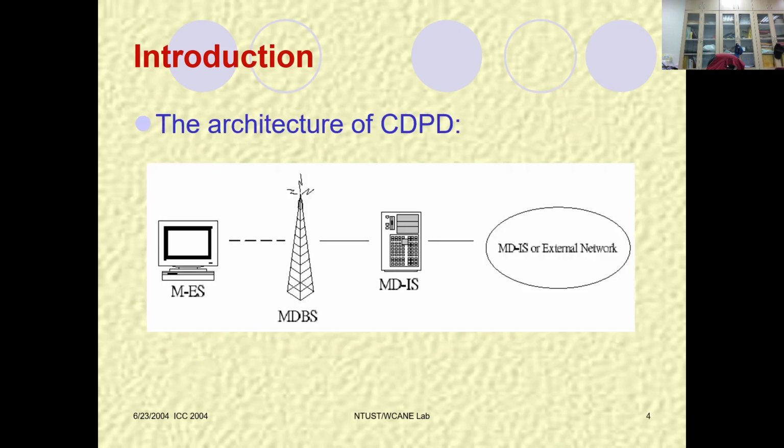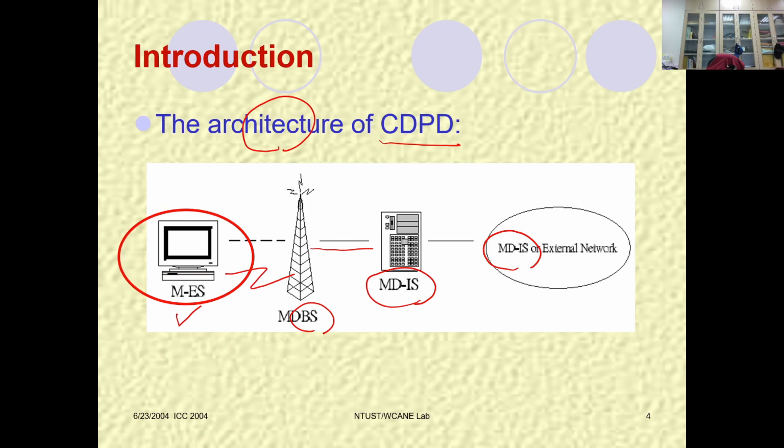Here we have the architecture of CDPD. We have MES connected to base station, and base station connected to mobile data intermediate system through wire line. And actually, mobile data intermediate system can be connected to the other mobile data intermediate system or the external network. Well, we will emphasize the pair MES and MDIS later for the design.